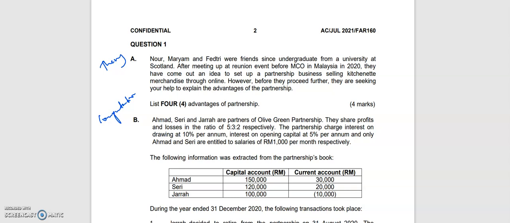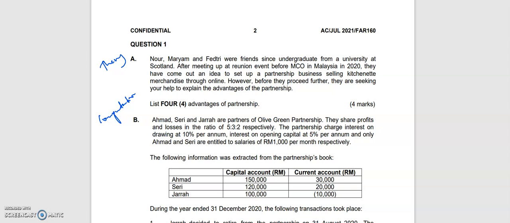we have three partners, Mariam, Fitri. They were friends since undergraduate from a University of Scotland. After meeting up at reunion event before MCO in Malaysia in 2020, they have come out an idea to set up a partnership business selling kitchenette merchandise through online. However, before they proceed further, they are seeking your help to explain the advantages of the partnership.